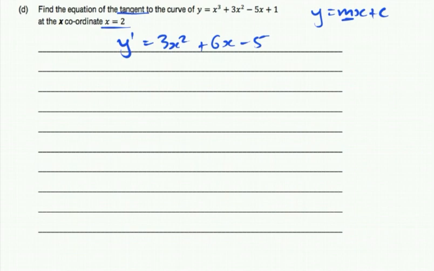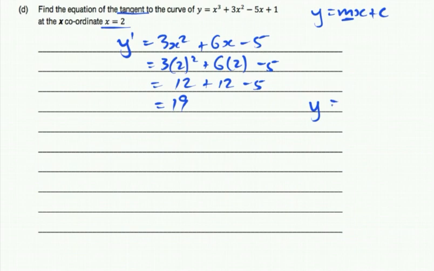The x-coordinate is 2, so let's put 2 into there. 3 times 2 squared plus 6 times 2 minus 5. That equals 12 plus 12 minus 5. 24 minus 5 is 19, isn't it? So that's the equation y equals 19x plus c. Now I've got an x coordinate, but I haven't got a y coordinate.